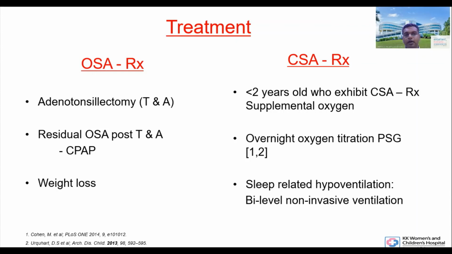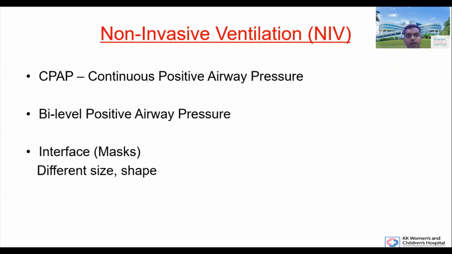Central sleep apnea, if it is in the infantile or less than 2 years age group, supplemental oxygen improves central sleep apnea. And you can perform an overnight oxygen titration using a sleep study or pulse oximetry. And if it is sleep-related hypoventilation in children who are obese, bilevel non-invasive ventilation will be recommended. So non-invasive ventilation has two modalities, continuous positive airway pressure and bilevel positive airway pressure, which is delivered via interfaces or masks.